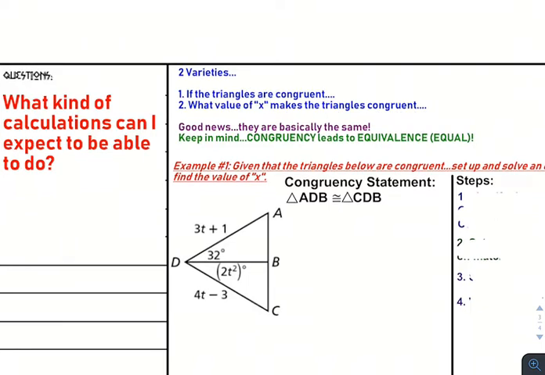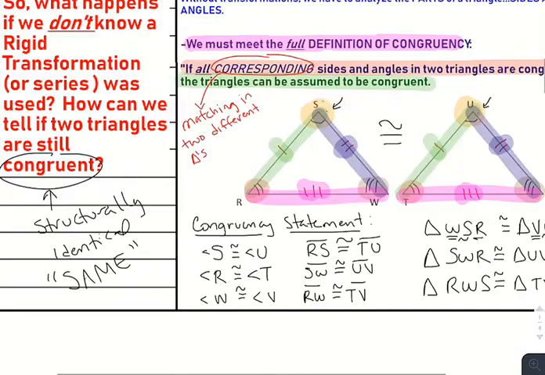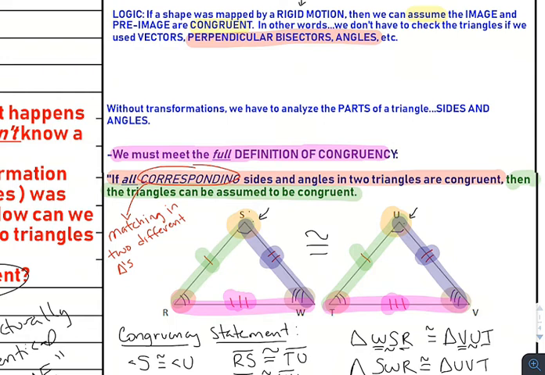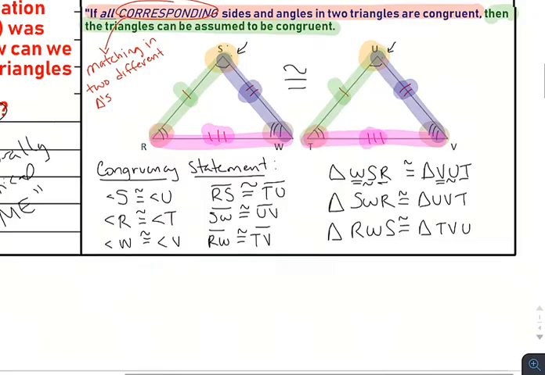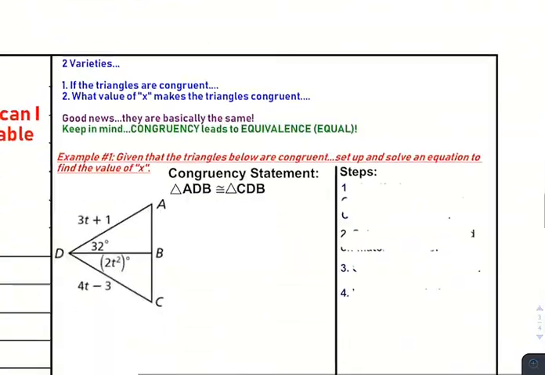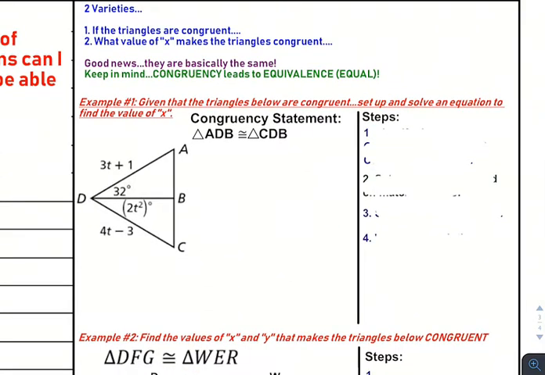Do recall that the definition of congruency, as I scroll back up, is that all corresponding sides and angles in two triangles have to be congruent. And so if I say you have to find x's to make that true, you have to find x's and make two things the same. The good news is that no matter what variety you're dealing with, it's the same idea. You're dealing with this idea of sameness. And sameness really is just about congruency and equivalence.